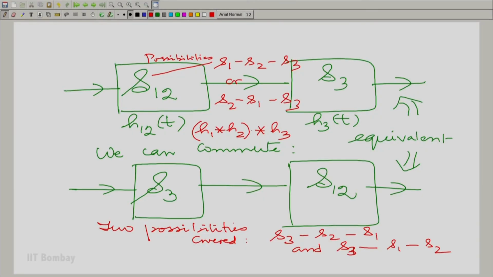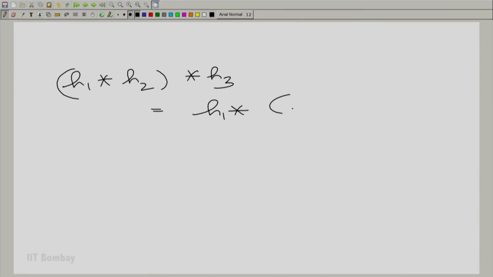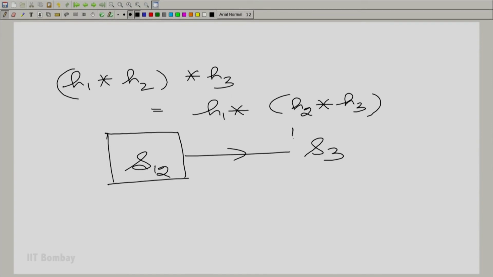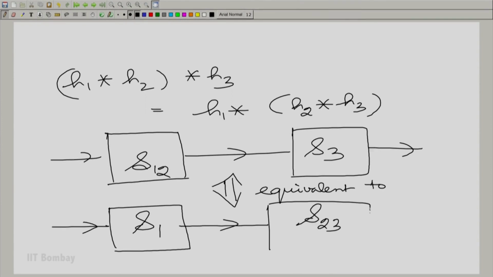So, now let us look at this expression. We have H1 convolved with H2 and then convolved with H3. Let us invoke associativity again. So, H1 convolved with H2 and then convolved with H3 is the same as H1 convolved with the result of convolution of H2 and H3. So, essentially this, S12 followed by S3, is equivalent to first S1 appearing and then S2 and S3 appearing.